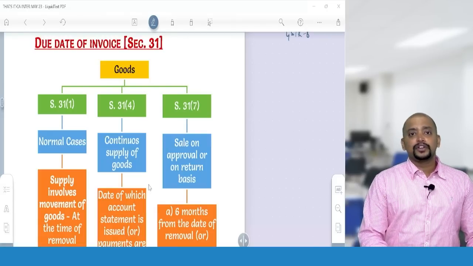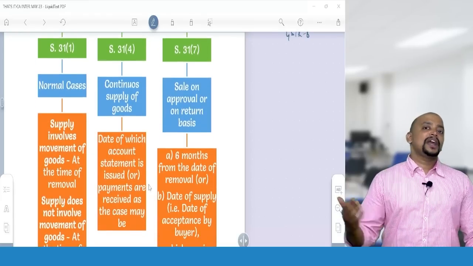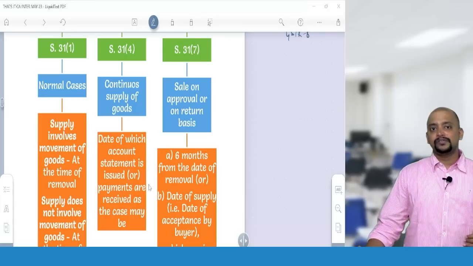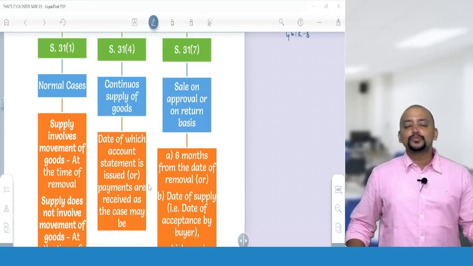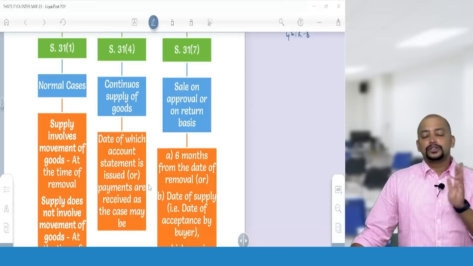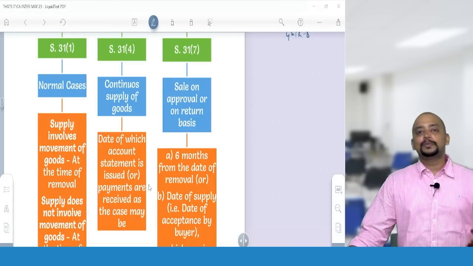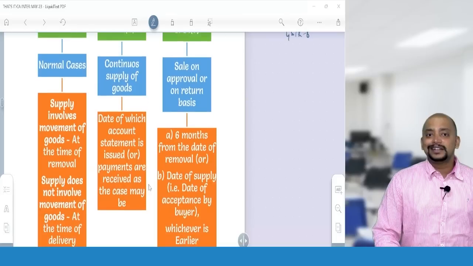Now in case of normal cases, supply of goods, we need to check whether supply involves movement of goods or supply does not involve movement of goods. If supply involves movement of goods, we need to give invoice before the date of removal. So due date of invoice is at the time of removal. Suppose if supply does not involve movement of goods, due date of invoice is at the time of delivery.